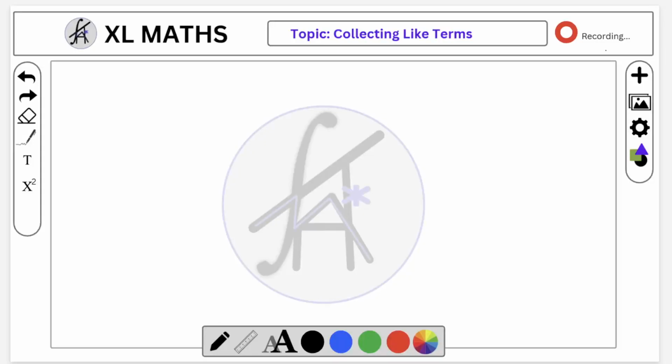So we are going to be talking about like terms and this is type 1. Under type 1, we're going to be talking about the expressions where we are having the same variable. So let's see what type of examples we're going to be getting.